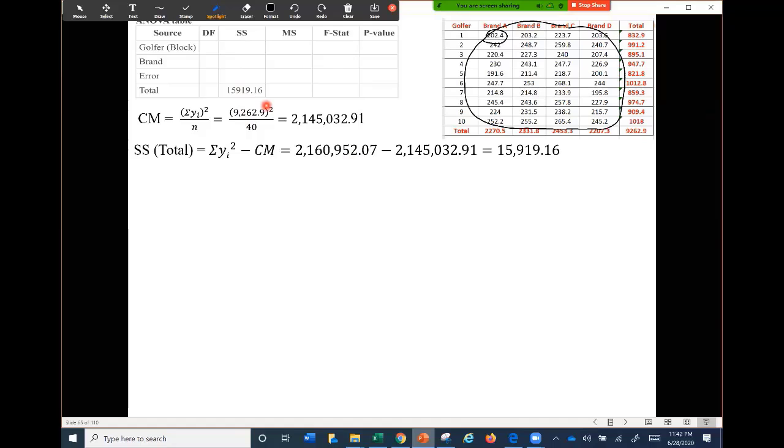The degrees of freedom, because we use 40 values and we use one mean, the overall mean, the degrees of freedom should be 40 minus 1. In this case, 39. We need to write the degrees of freedom here, 39.